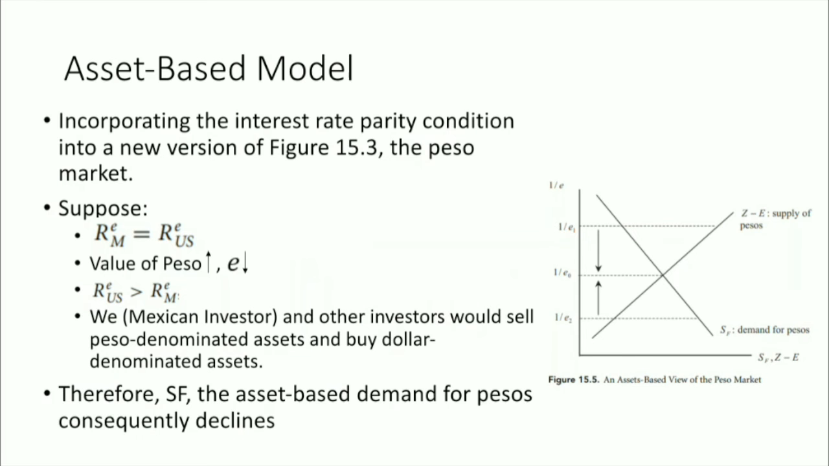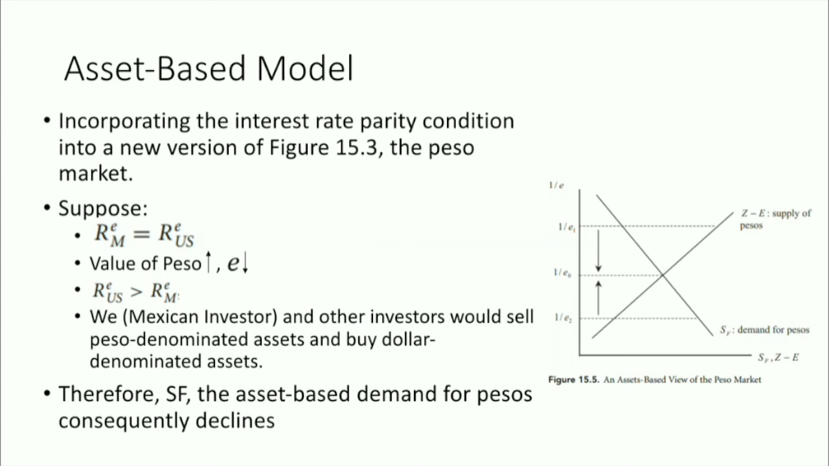Alright, after learning about the interest rate parity condition, we're going to be incorporating that into the new version of figure 15.3, or the previous equation on the first or the second slide. And it is about the peso market. So first, let's suppose that the interest rate parity condition holds, so the equilibrium exists. And then let's suppose that the value of the peso increases and the exchange rate decreases.